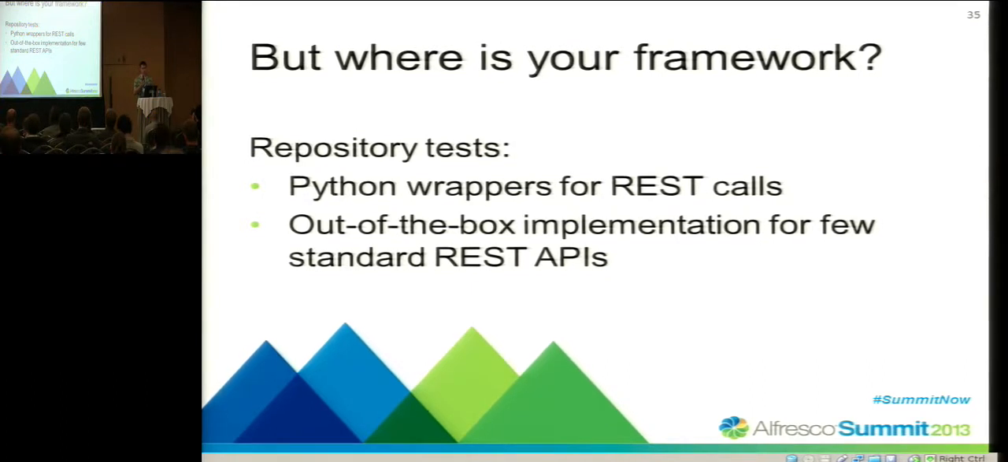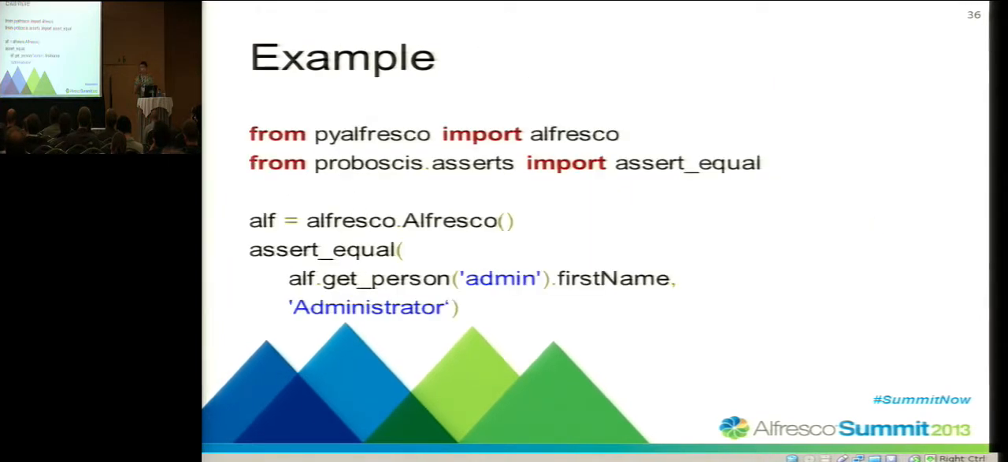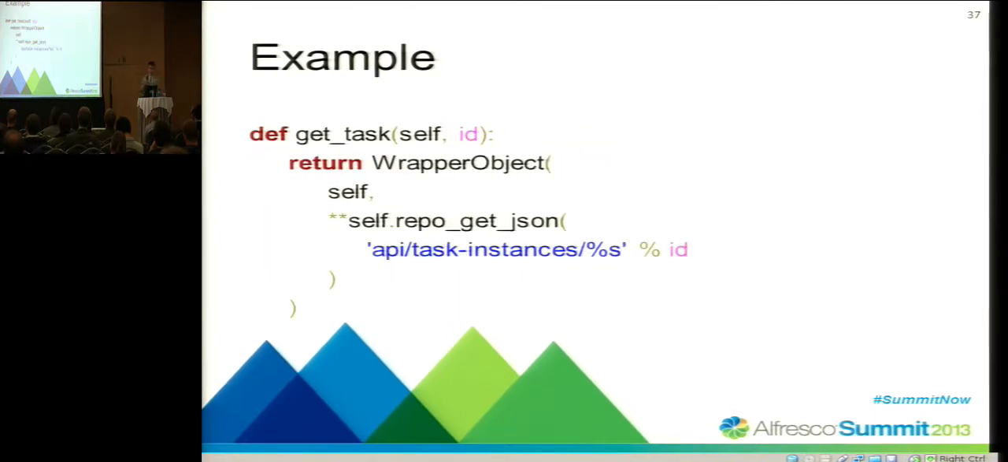It allows you to call REST APIs through the Python wrappers, and moreover, it defines a few standard APIs. So here's the example. We are using people services exposed to Python through the REST APIs. As you can see, it's completely transparent. There is nothing to do with HTTP communication here.